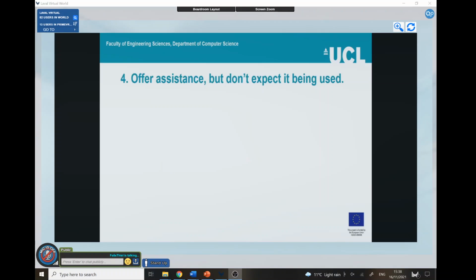The fourth point is offer assistance, but don't expect it being used. Of course, we offered all the patients we saw to make use of the co-piloting assistance, but the adoption was very, very low. Only very few people wanted to actually use it. Of course, we asked them about it, and the reason for it was very simple, and it actually had not much to do with the assistance itself.